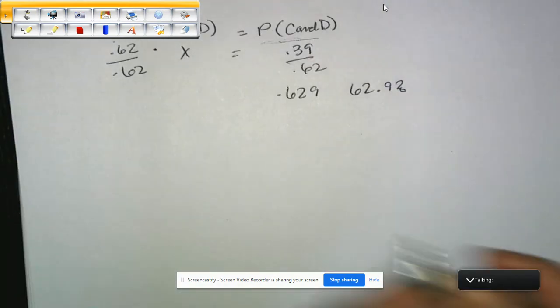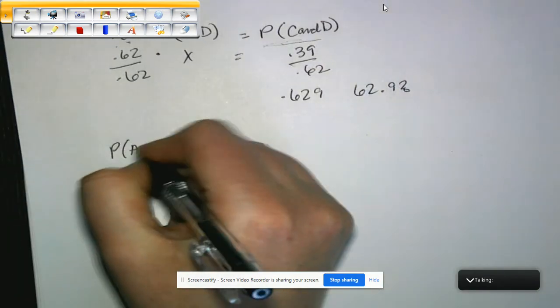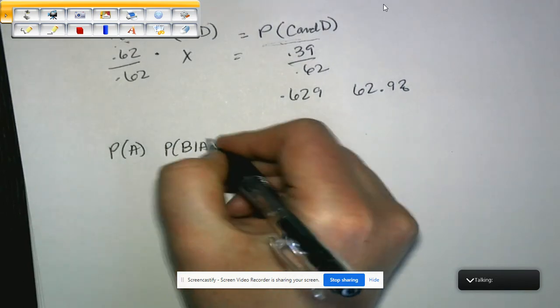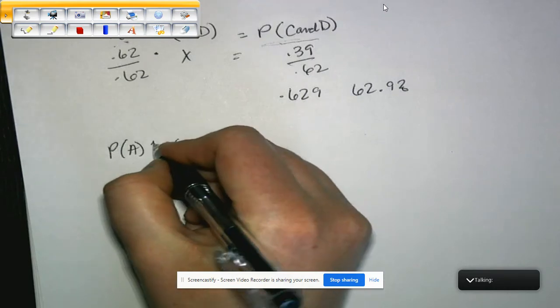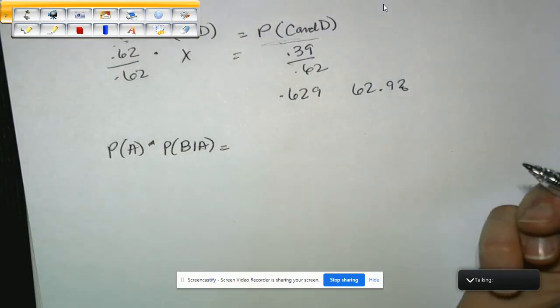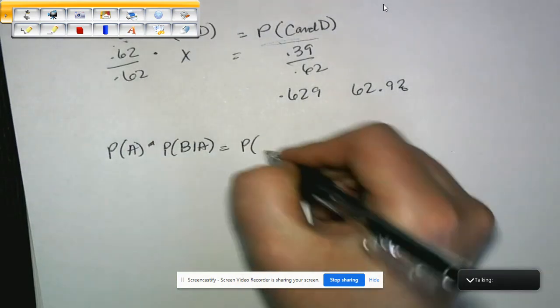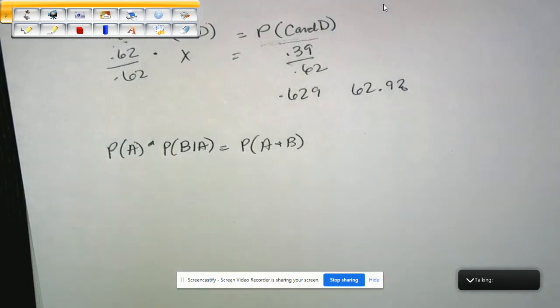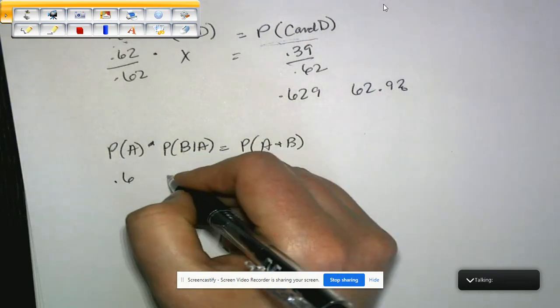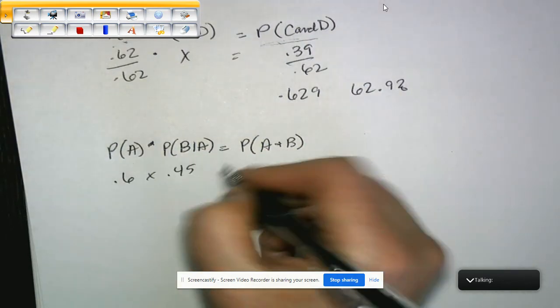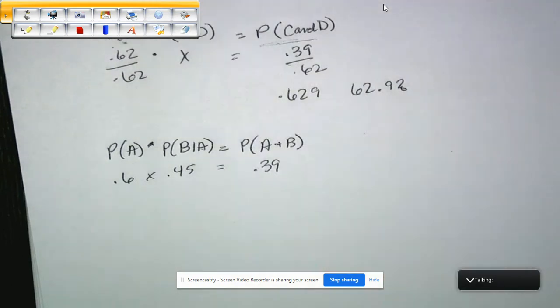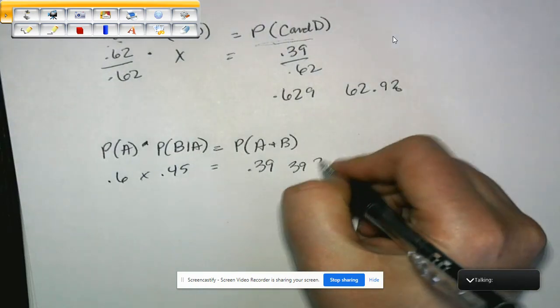All right, last one. So we have the probability of A, and we have the probability of B assuming A. So those are different. We just multiply them, and that equals the probability of A and B. Okay, so we're given 0.6 and 0.45. All we have to do is multiply those two together, and you get 0.39 or 39%.